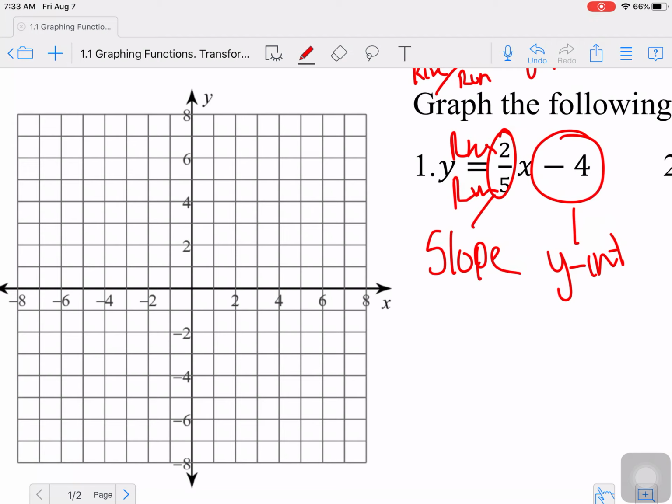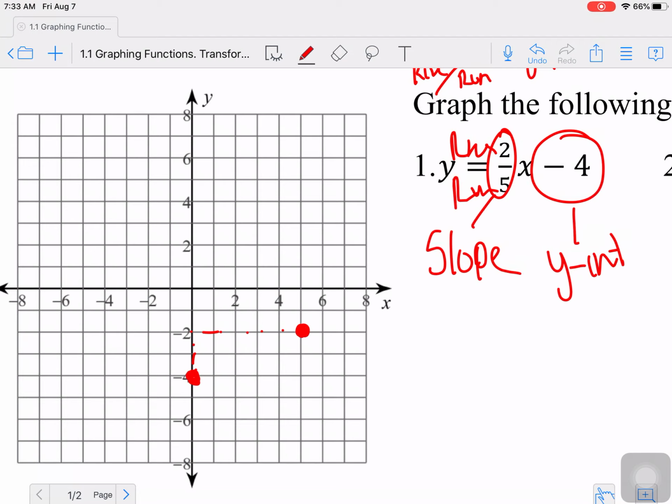Cool. Now I know that my y-intercept is gonna be my starting point. So I'm gonna go to my graph. I'm gonna start from 0, and I'm gonna go through my y-axis down to -4 and put a dot. So I know that that's my beginning point. To find the rest of the points, I'm gonna use my slope, which in this case is rise 2 over 5. So starting from my beginning point, I'm gonna go up 2 over 5, and there's my second point.